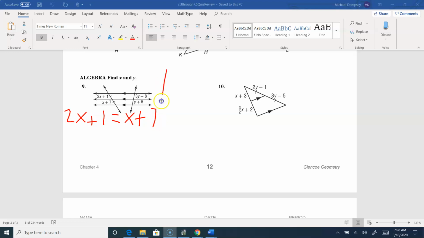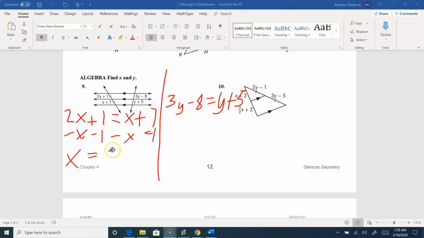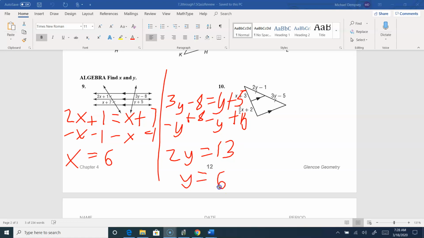And then remember that I have proportional parts. So if those two pieces are congruent, then the 3y minus 8, even though it's not marked, has to also be congruent to y plus 5. So we solve both of these equations. Pretty easy solve. In the first one, subtract x, subtract 1. So we have x equals 6. And in the second one, we've got y. I'll subtract that. And I'll go ahead and add 8 to both sides. So I have 2y equals 13. So a sneaky little decimal, we get y equals 6.5.